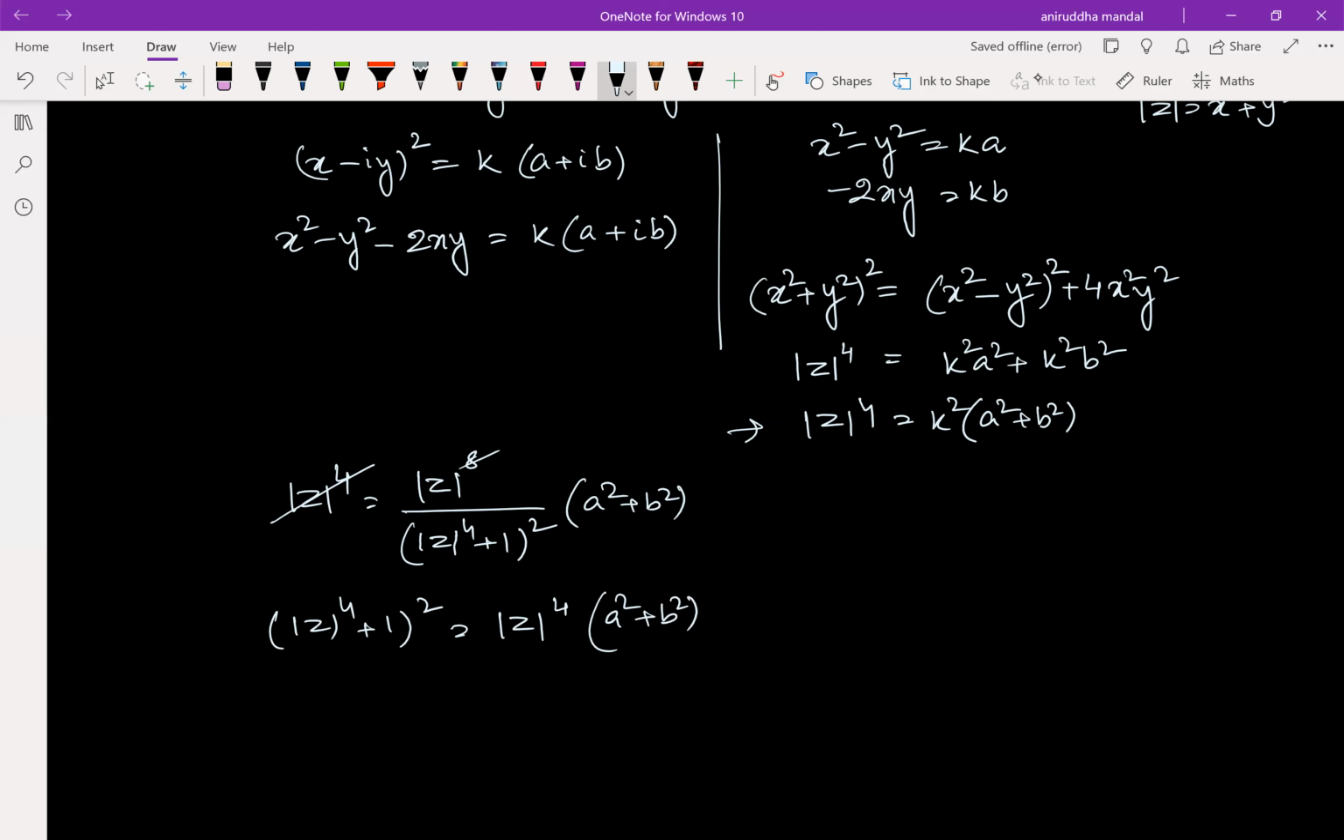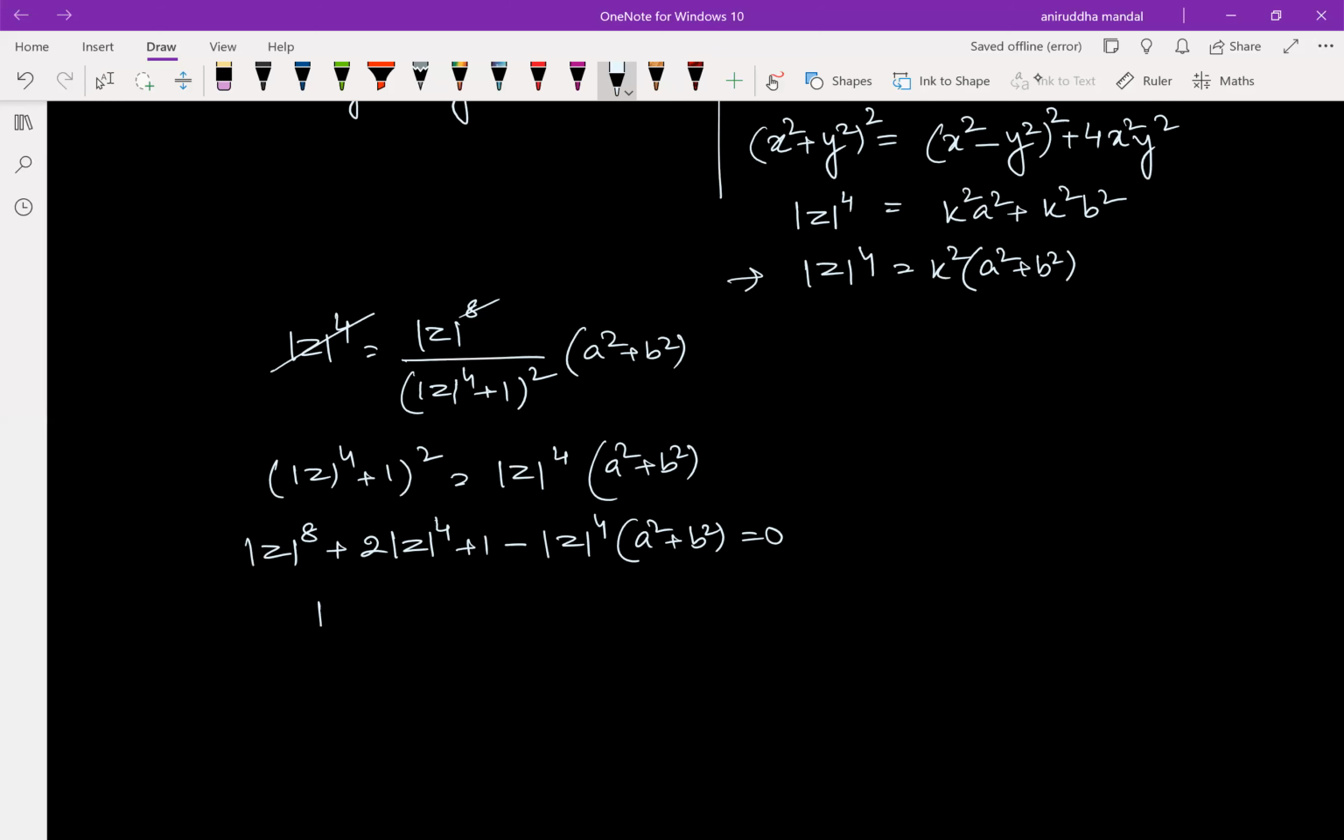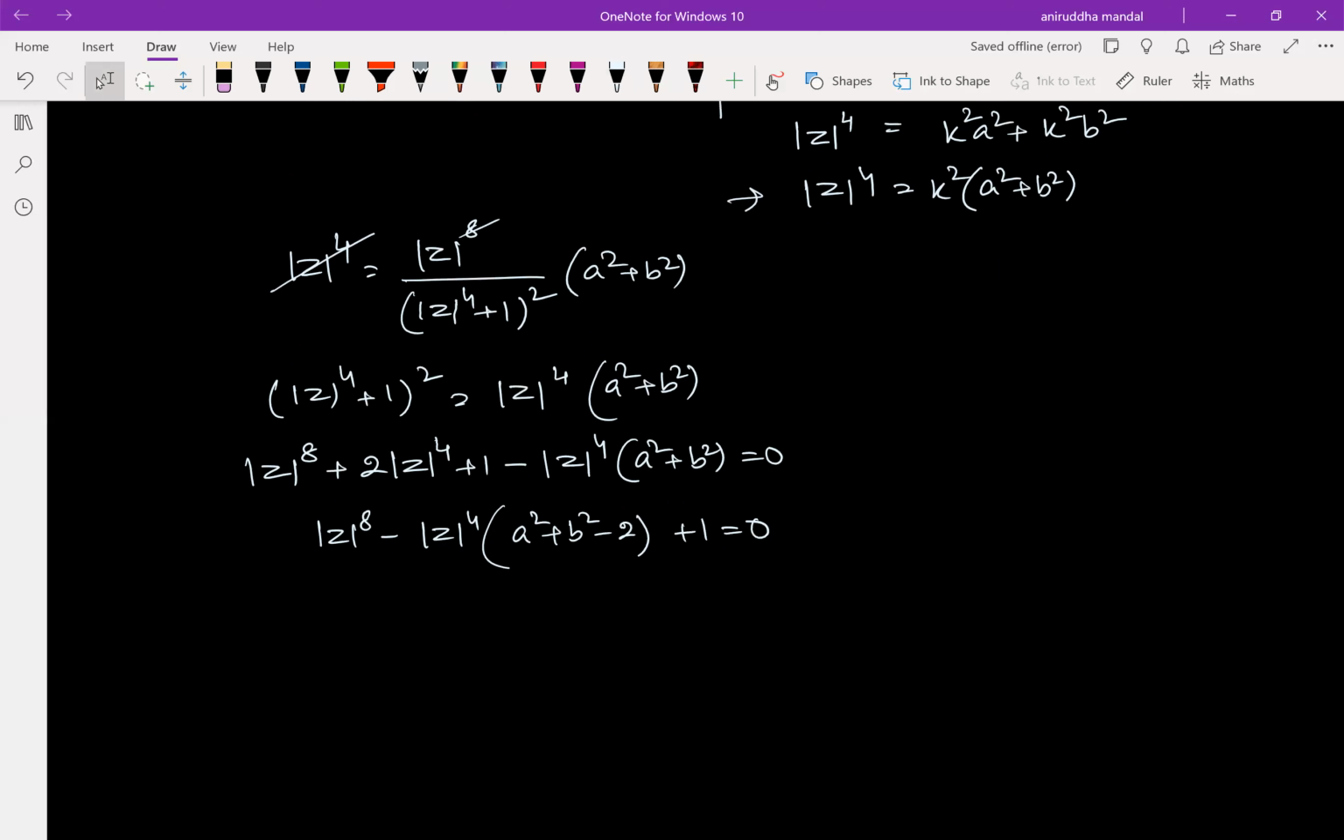Now if we open this, we can write this as z to the power 8 plus 2 z to the power 4 plus 1, taking this complete expression on the left hand side, equal to 0. Now z to the power 4 is common. So we can write this as a square plus b square minus 2 plus 1 equal to 0. So we have a quadratic equation in terms of z to the power 4. Using the quadratic formula, z to the power 4 equals a square plus b square minus 2.